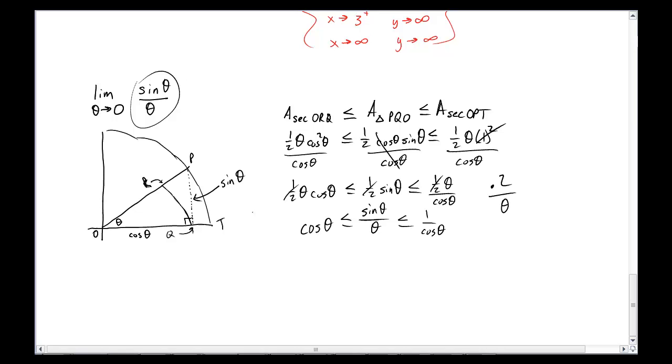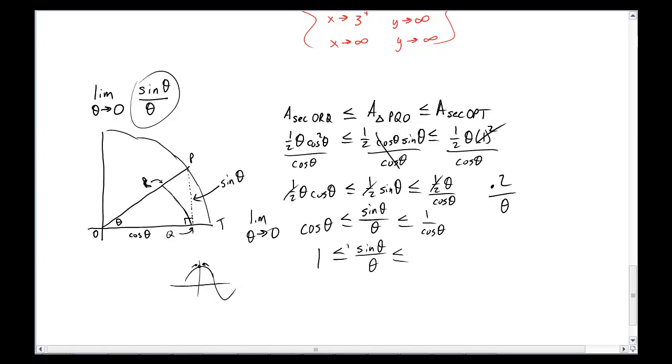Well, let's now find out what the limit is as theta approaches 0. What do you get for cosine of theta? As theta approaches 0, what is the limit of cosine of theta? Well, it's 1, right? Your graph, you got 1 there, and as you get to 0 from both sides, it's approaching a value of 1. So that's less than or equal to sine of theta over theta, which is less than or equal to 1 over cosine of theta.